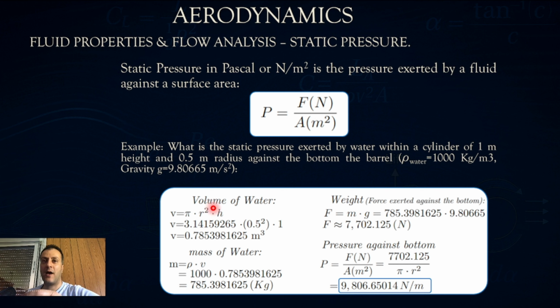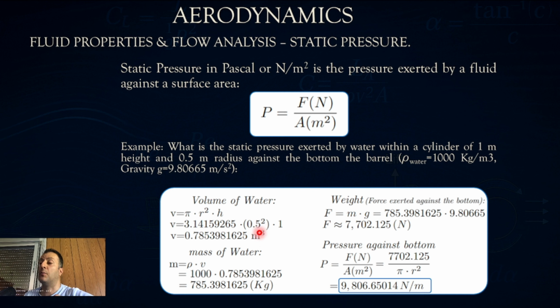The bottom of the barrel is the area of a disk. So V equals pi r squared h, which is 3.14159265 times the radius, 0.5, squared, times the height, 1 meter. That's 0.785 meters cubed.